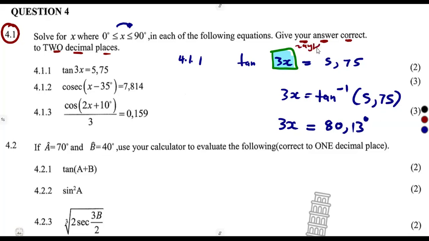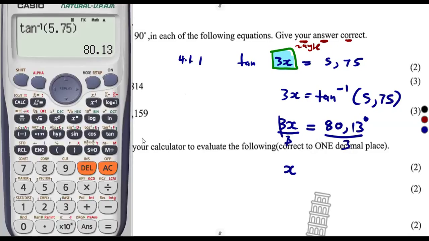This part, it represents what? The angle. So here, you have it as degrees. It's now an angle that you're having. So to have your x, simply divide by what? By 3. It's an equation. So the same way that you solve your equations.